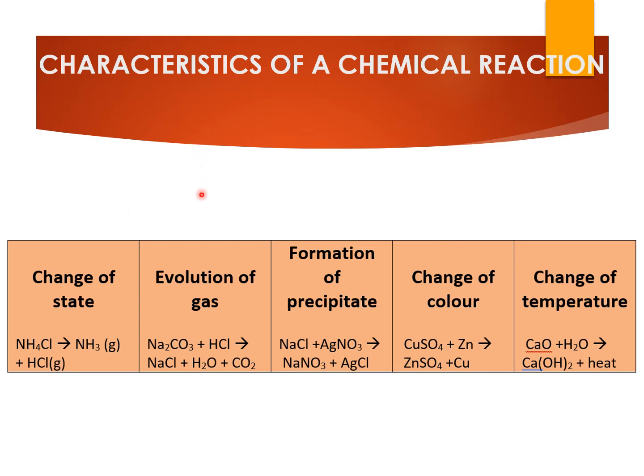Sometimes we see some bubbles of gases coming out from the material when we mix two substances. That is another characteristic, and that is evolution of gas. And sometimes when we mix two or three things together, then we suddenly observe a solid form of substance formed in the test tube. That solid insoluble substance is known as precipitate. So this is the third characteristic of a chemical reaction, that is formation of precipitate.